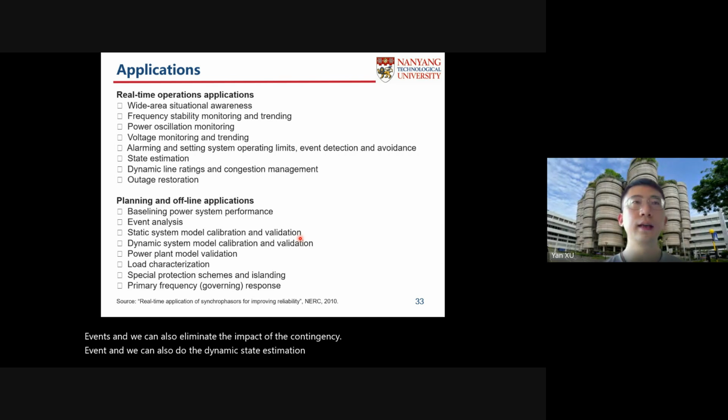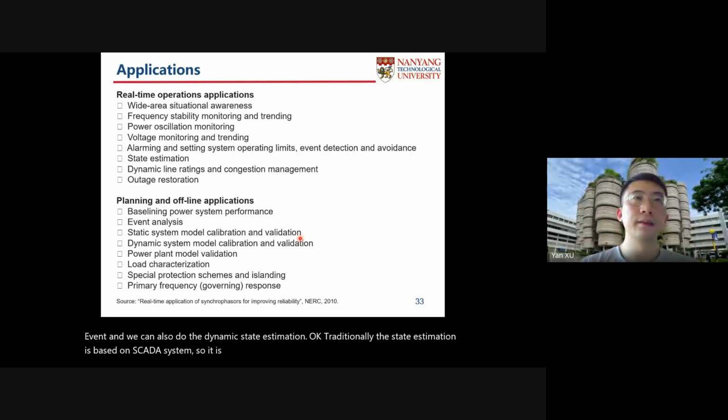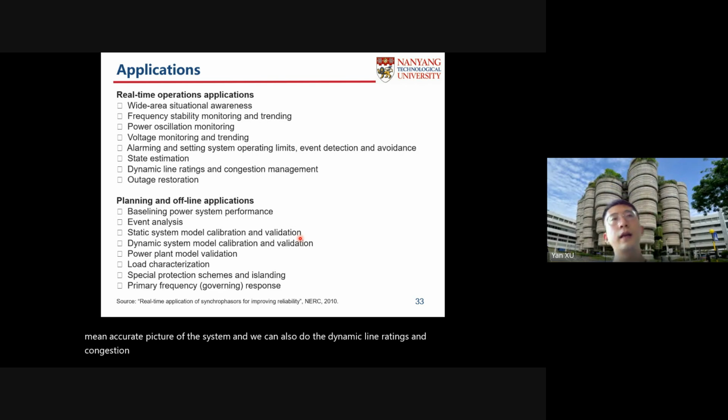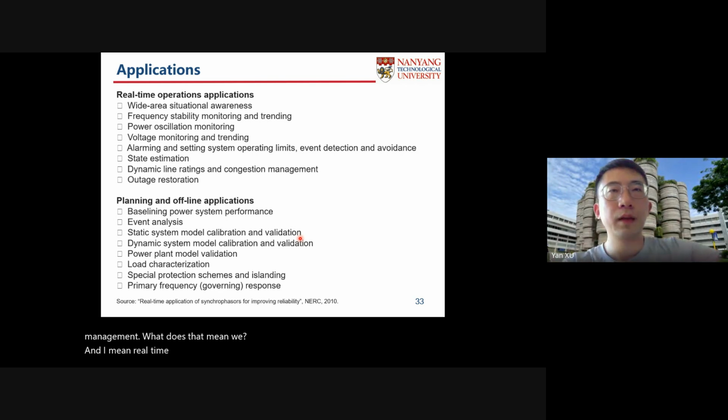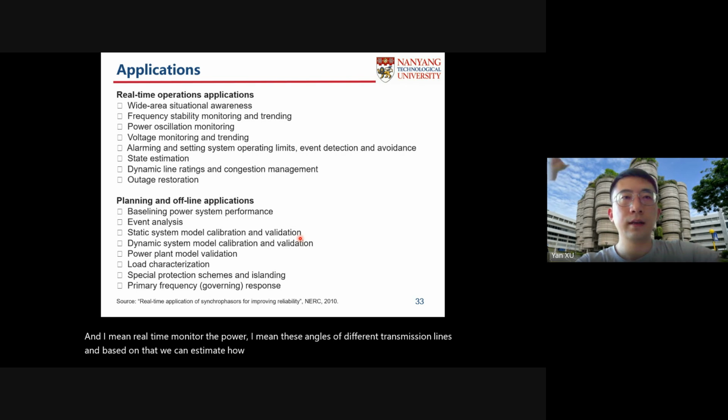Traditionally the state estimation is based on the SCADA system, so it is only steady state estimation. But now, if we have PMU measurements, we can do the dynamic state estimation. Okay, so we have a more accurate picture of the system. And we can also do the dynamic line ratings and congestion management. What does that mean? We can monitor in real time the power and phase angles of different transmission lines. And based on that, we can estimate how much capacity is remaining for the transmission line. So that is so-called dynamic line rating.